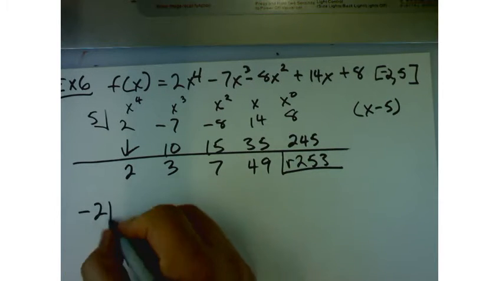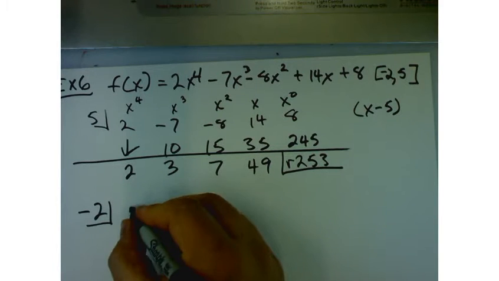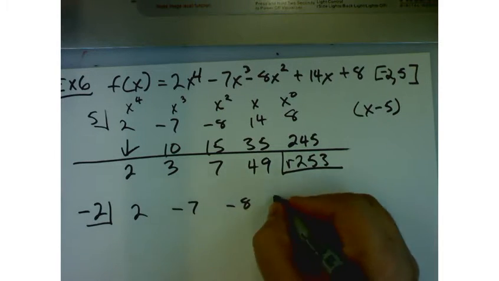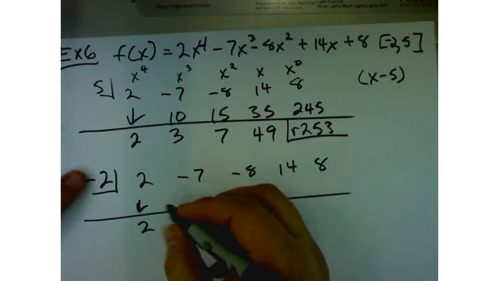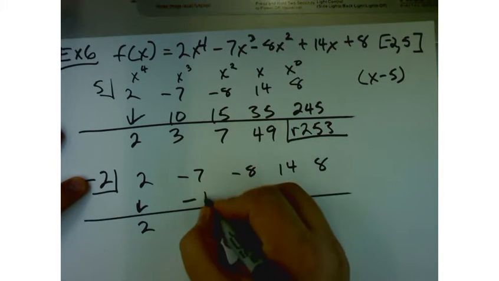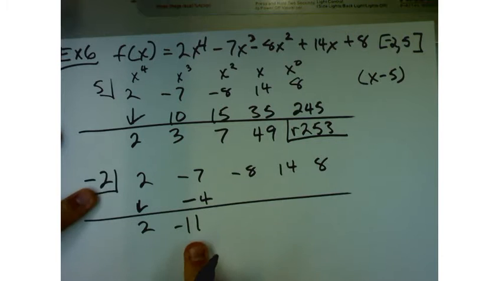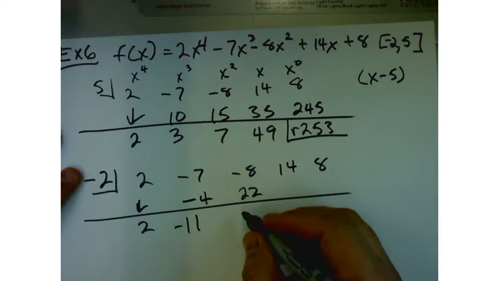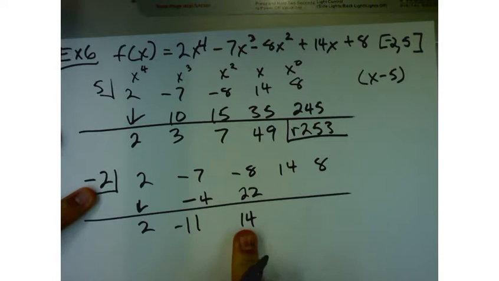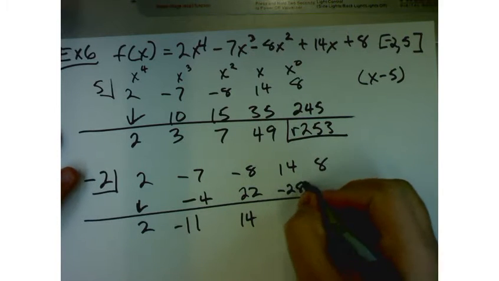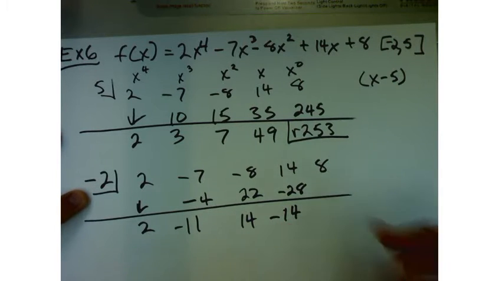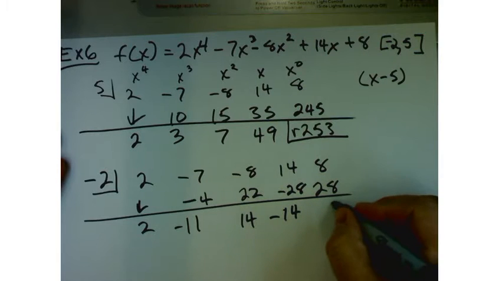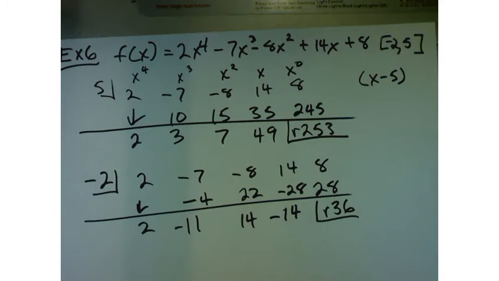Let's do the lower bound, which is -2. Again, I'm going to say 2, -7, -8, 14, and 8. Drop down the 2, I get 2. Now I multiply that by -2, I get -4. Add those up, I get -11. Multiply those, I get 22. Add those up, I get 14. 14 times -2 is -28. Add those up, I get -14. Multiply those two together, I get +28. Add those up, I get 36. So my remainder is 36, and my other remainder is 253.